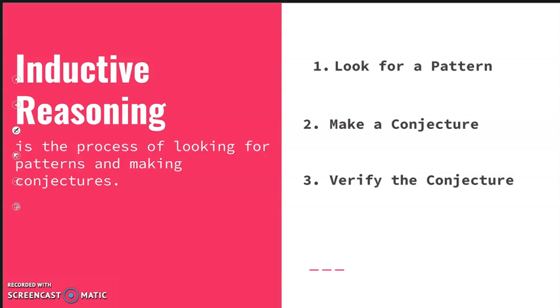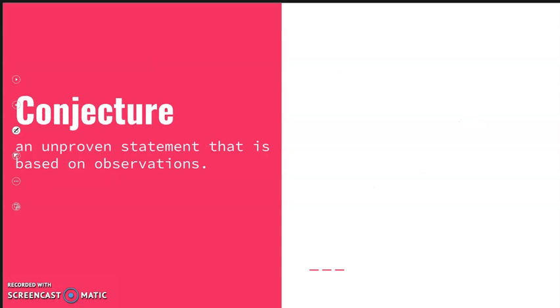Let's also formally define what a conjecture is. A conjecture is an unproven statement that is based on observations. So let's go ahead and continue to use our inductive reasoning process to answer a few more questions.